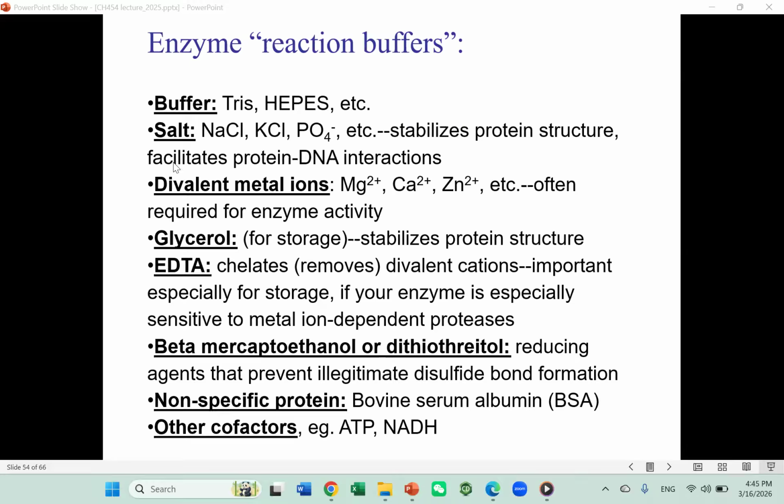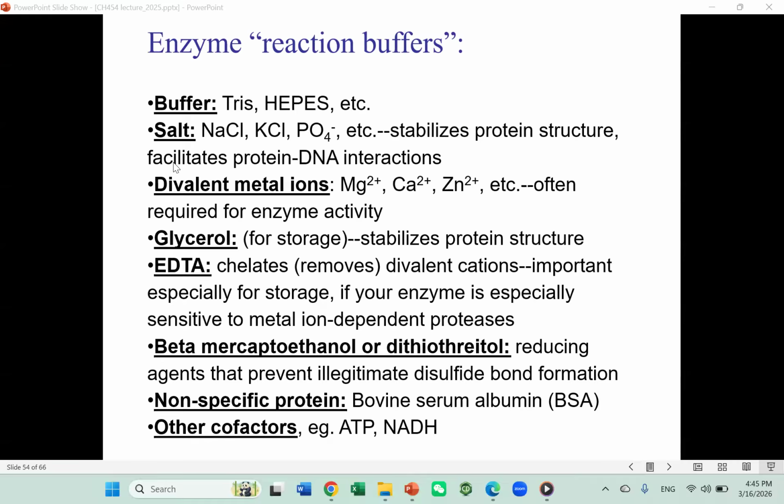And more important, some divalent metal ion, like magnesium, which helps to activate the enzyme. For example, in our DNA digestion project, we will use magnesium chloride. And then glycerol, which is actually for storage, to stabilize the protein structure. And EDTA sometimes helps to chelate the divalent cation, so it's also helpful for storage.